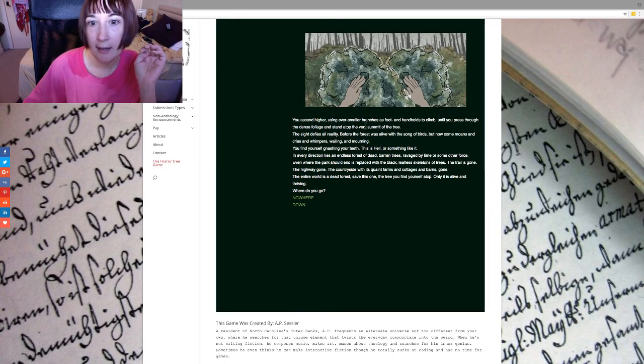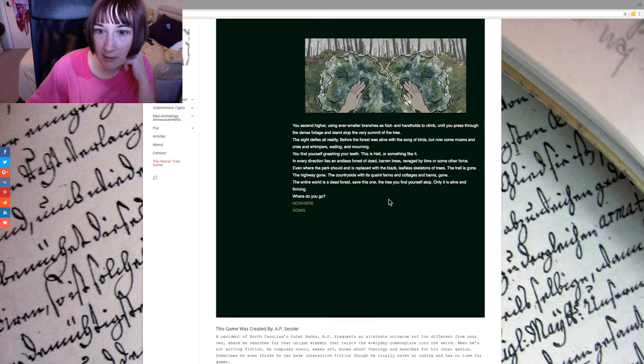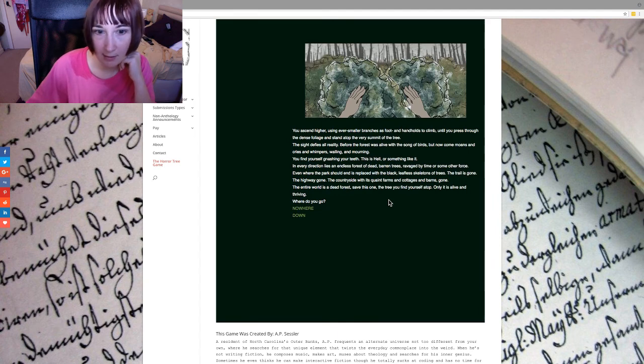You ascend higher, using ever smaller branches as foot and hand holds to climb, until you press through the dense foliage and stand atop the very summit of the tree. A sight defies all reality. Before, the forest was alive with the song of birds, but now come moans and cries and whimpers, wailing and mourning. You find yourself gnashing your teeth. This is hell, or something like it. In every direction lies an endless forest of dead, barren trees, ravaged by time or some other force. Even where the park should end is replaced with the black, leafless skeletons of trees. The trail is gone, the highway is gone, the countryside with its quaint farms and cottages and barns gone. The entire world is a dead forest, save this one, the tree you find yourself atop. Only it is alive and thriving.